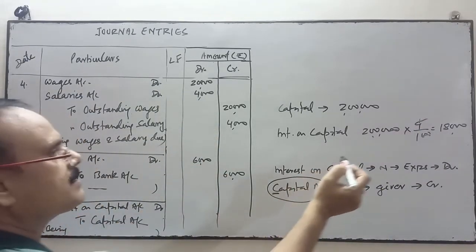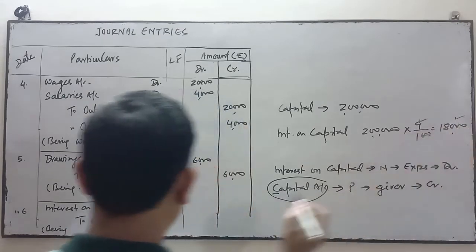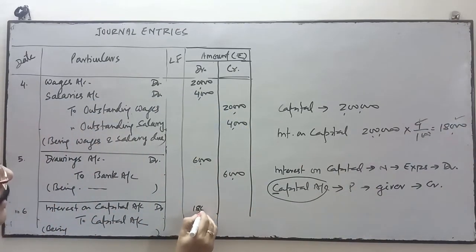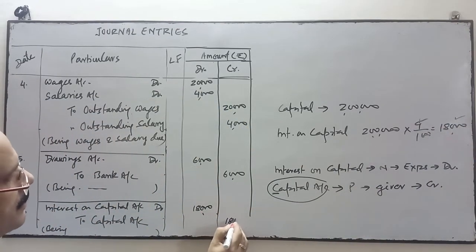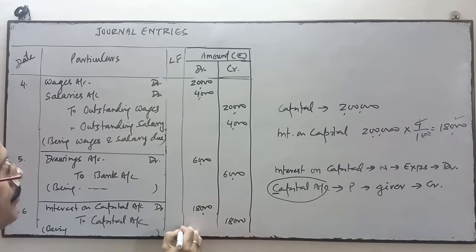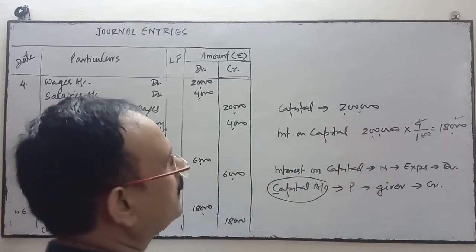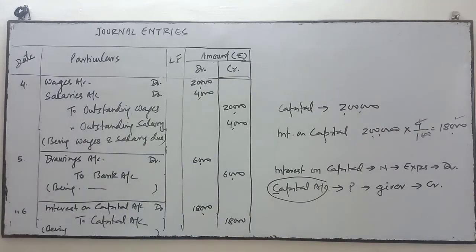So how much is the interest? Interest is 18,000. 9% of 2 lakhs is 18,000. Now see the next.